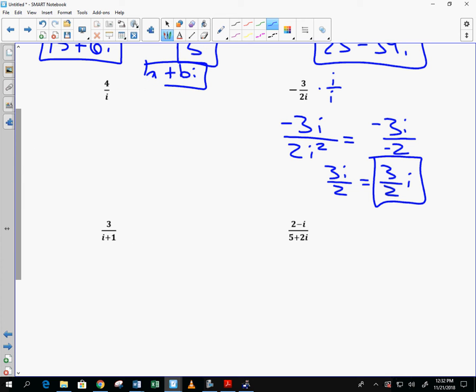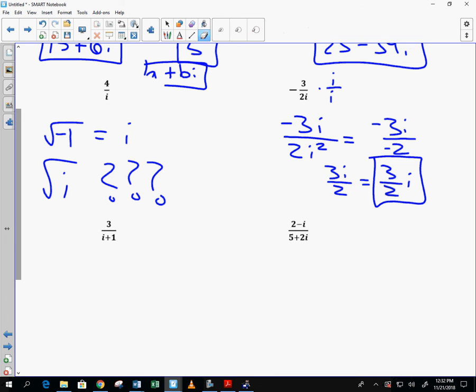Josie, what's the square root of negative 1? i. What's the square root of i? Ashler. No idea, right? It has a square root. Super complicated to think about, but I'll teach you. All right, but not now.